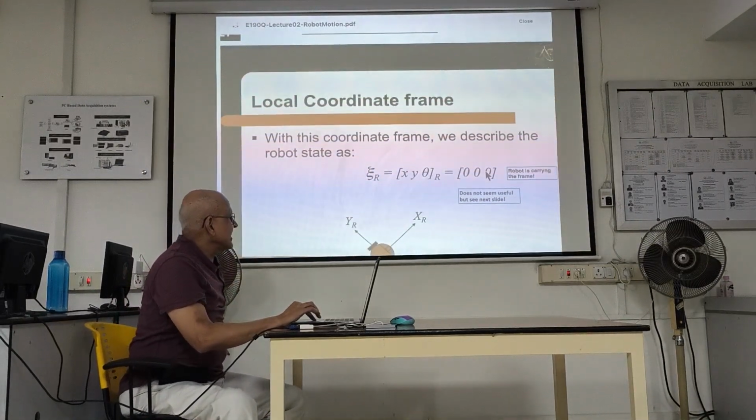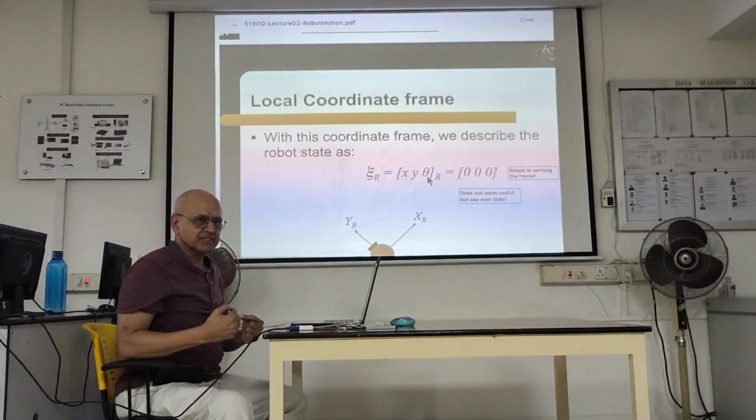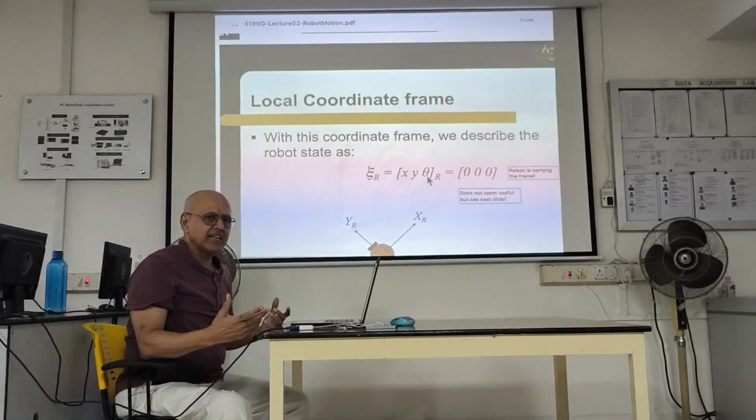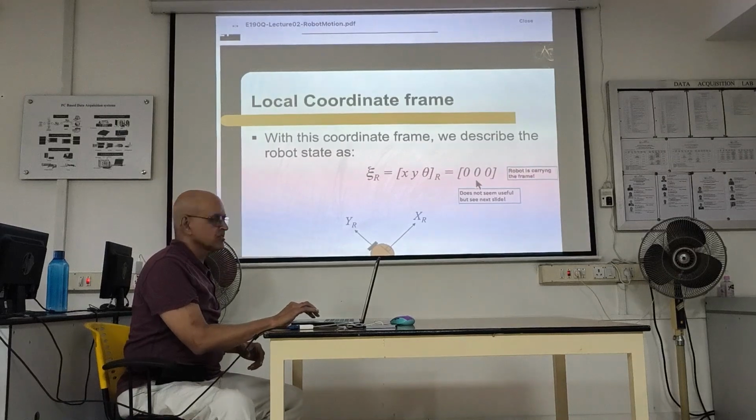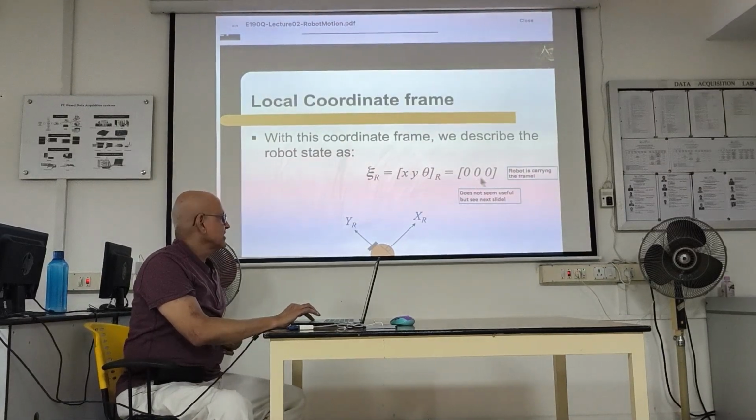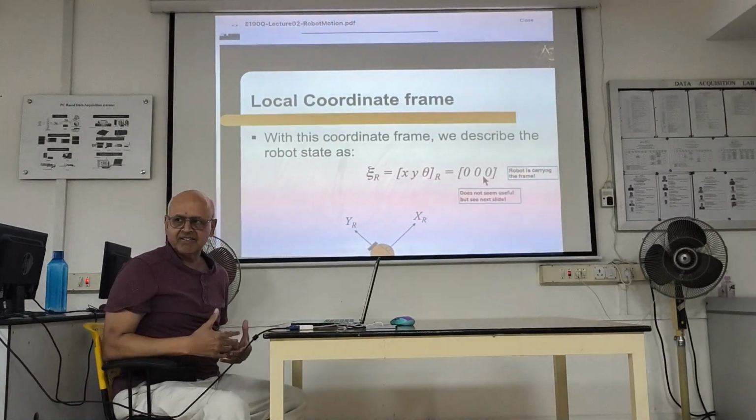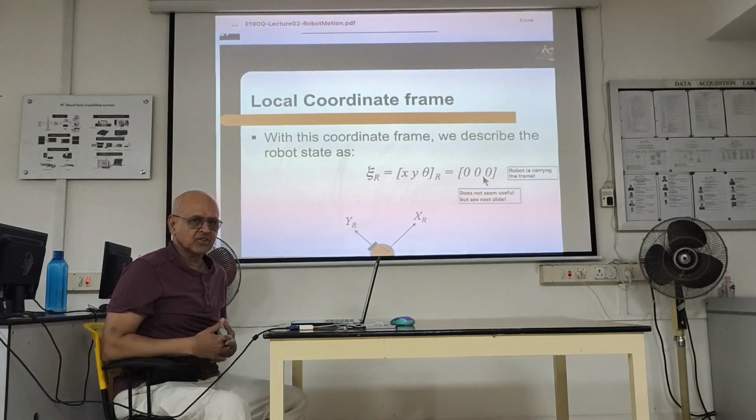So, what is the state of the robot on its own axis? Well, it's carrying its axis, right? So it's always got to be 0, 0, 0. Is that clear? The robot is carrying its frame. It better not be anything other than 0, 0, 0. It just can't.